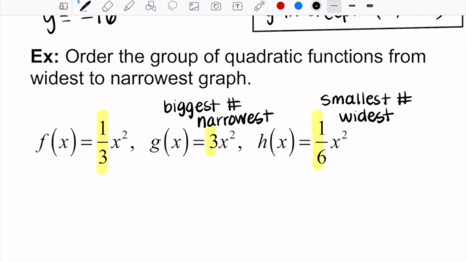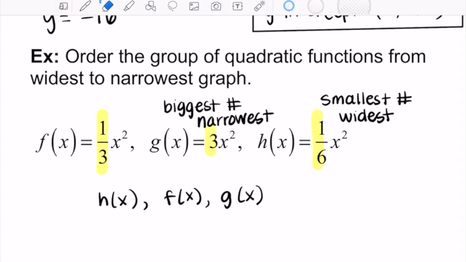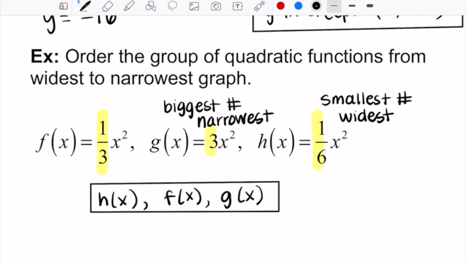You're asked to order them from widest to narrowest. And so h of x would be the widest graph because it goes up the most slowly. f of x would go in the middle because that a value is in between the other two a values. And then g of x would go last because that graph has the largest a value, and so that's going to stretch that graph up faster. So out of the three graphs, that graph would be the narrowest. So for the purpose of answering the question, it would be h of x, and then f of x, and then g of x.